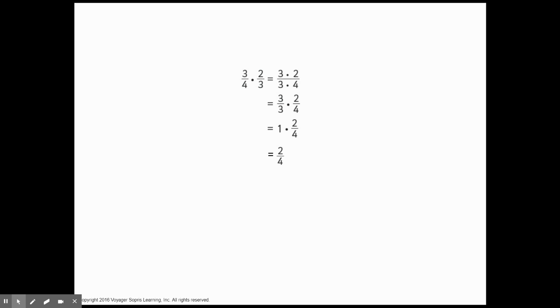The fraction still needs to be simplified. The GCF of 2 and 4 is 2. So we will pull out a 2 from both the numerator and the denominator. This leaves us with 1 times 1/2. The simplified answer is 1/2. Now we'll divide and simplify the answer.